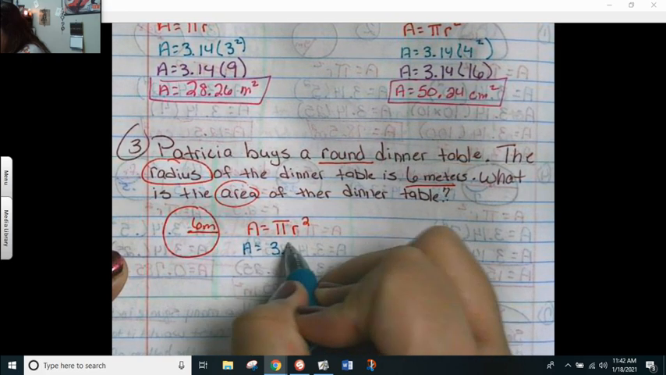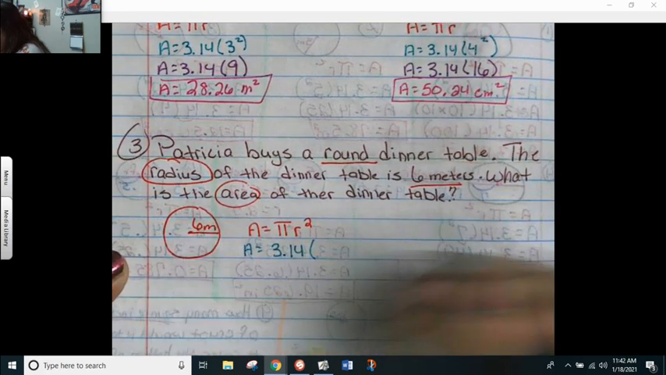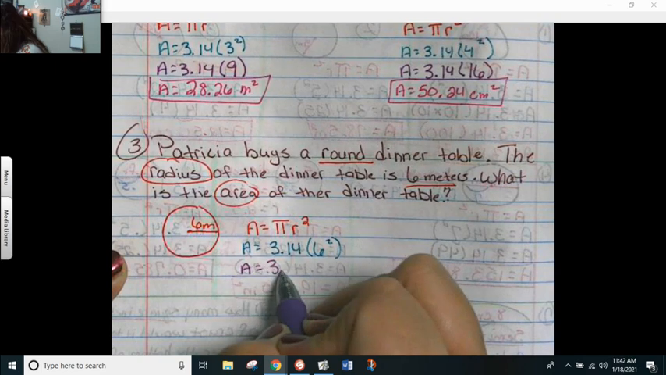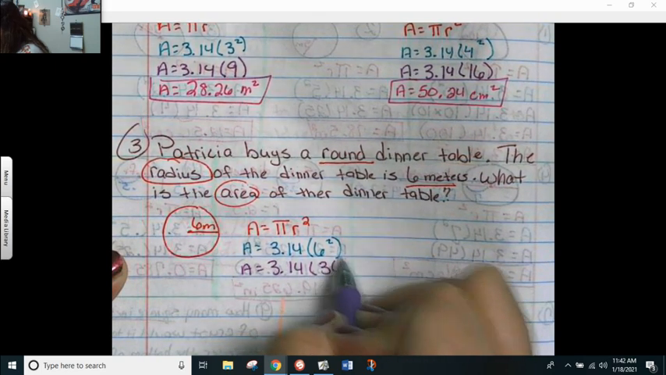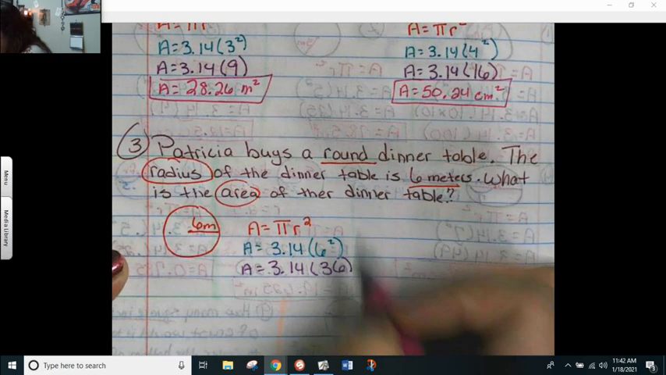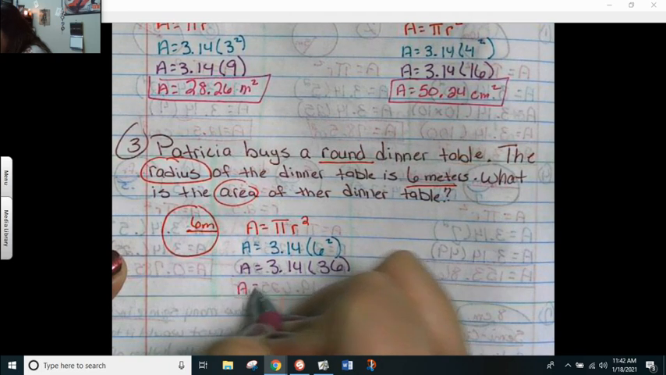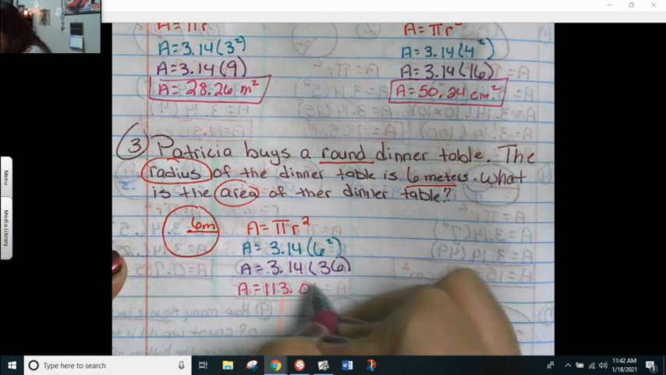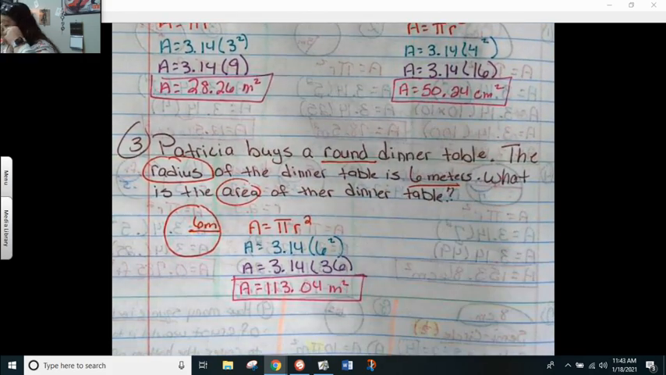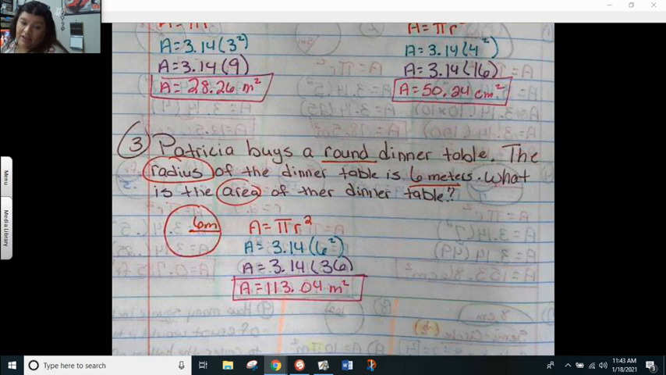Pi is always going to be 3.14 right now. Radius, they gave it to me, it's 6, and we're going to square that. So squaring 6 would be 6 times 6, which is 36, okay, not 12. That's another misconception. So always double check. Take your time, go slow, okay? A lot of students, they just make these mistakes because they're going too fast, all right? And so now I'm going to do 36 times 3.14. You should have got 113.04 meters squared. So now she knows exactly how much fabric she might need if she's going to make a tablecloth. Okay, that's why it's good to know.